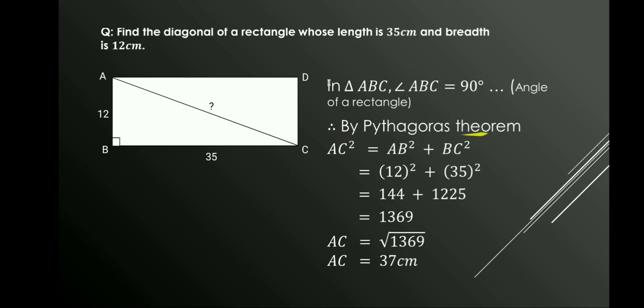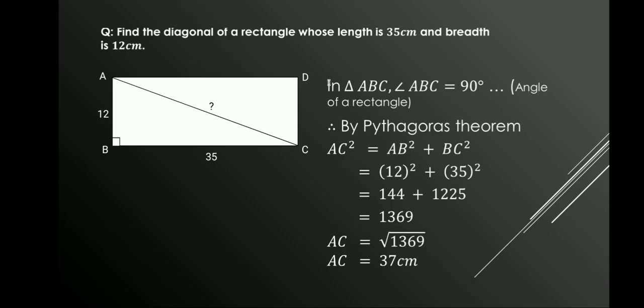Therefore, by Pythagoras theorem, AC square equals AB square plus BC square. Here AC is the hypotenuse, so the square of the hypotenuse equals the sum of the squares of the remaining two sides. Now substituting the given values, AB is 12 centimeter and BC is 35 centimeter. Let's take the square of 12 and 35. Square of 12 is 144 and square of 35 is 1225. If we add these two numbers, we will get 1369.